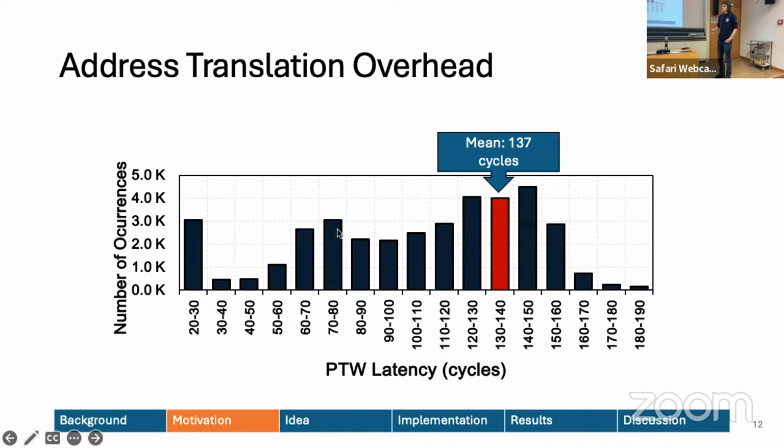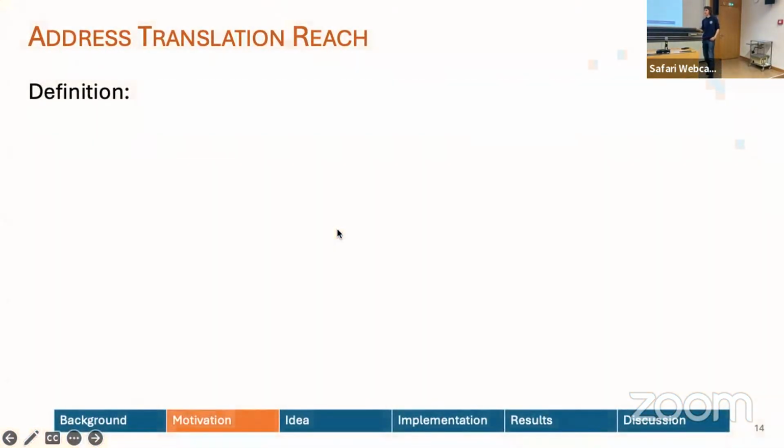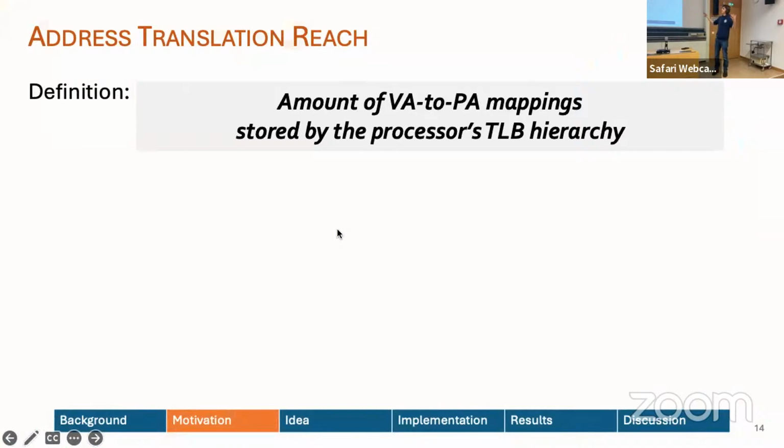Let's look at why that's not ideal. The researchers conducted some studies and found that on average in those data-heavy applications, we waste 137 CPU cycles just on this address translation, which is quite a lot because the CPU could do other stuff, computing, whatever. So let's just make everything bigger, which means we increase the address translation reach. Address translation reach is defined as the amount of virtual address to physical address mappings that are stored in our caches or TLBs.